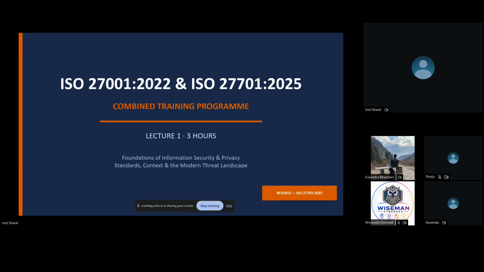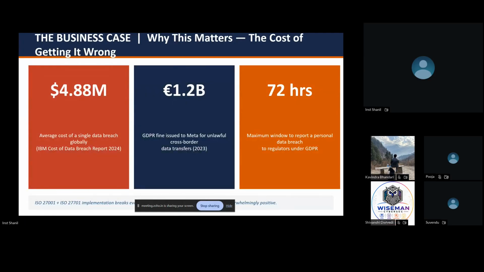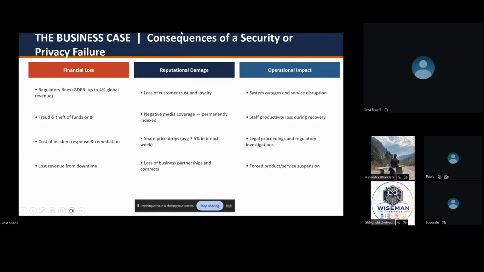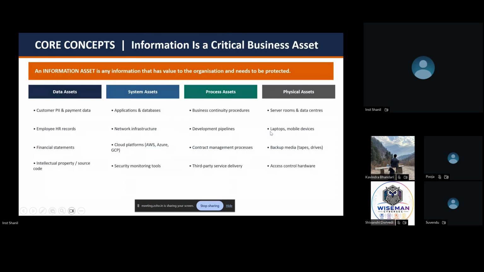All right. So this was the cover slide that we were speaking about, and this is the lecture roadmap. What I was explaining currently were the consequences of a security or privacy failure: financial loss, reputational damage, and operational impact. Information security classification falls under three forms: digital, physical, and knowledge.